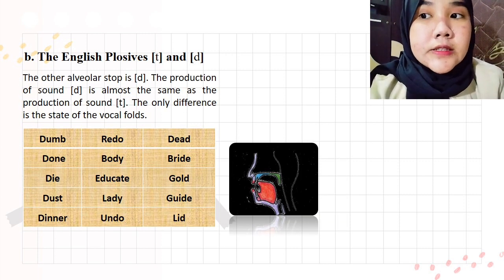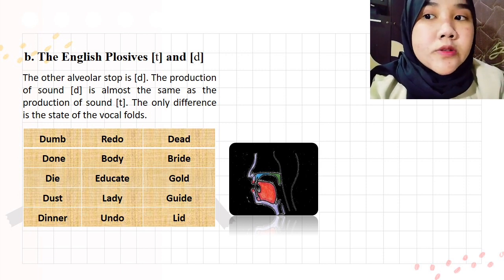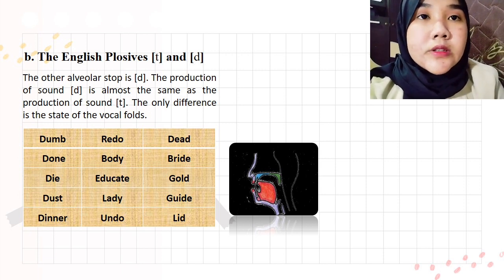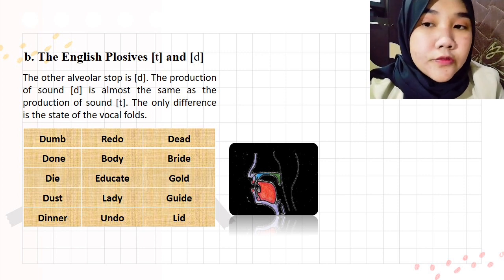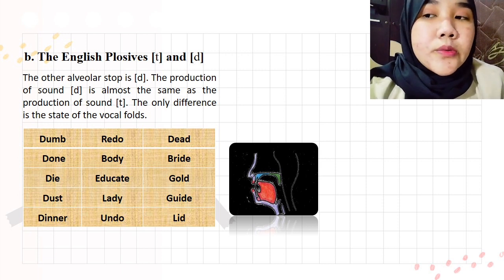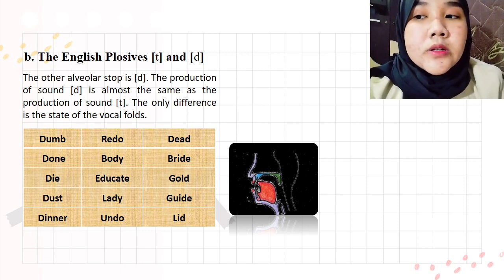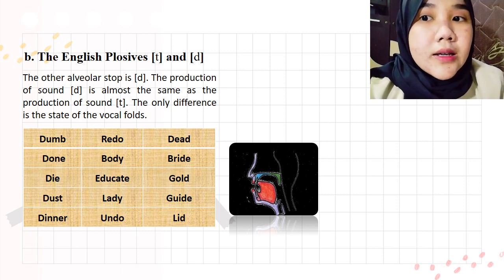Next, the other alveolar stop is d. Production of the d sound is almost the same as the production of the t sound. The only difference is the state of the vocal folds. The examples: in the beginning of words are thumb, tone, tie, toss, spinner. In the middle of words are redo, body, educate, lady, ando. And at the end of words are dead, bright, gold, quiet, late.